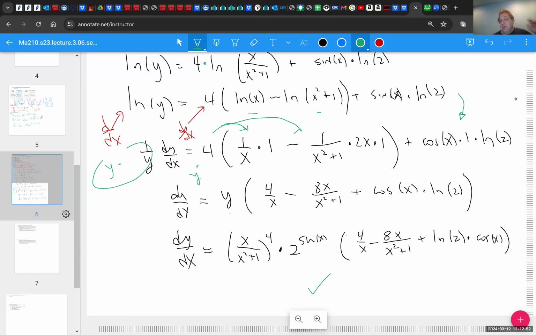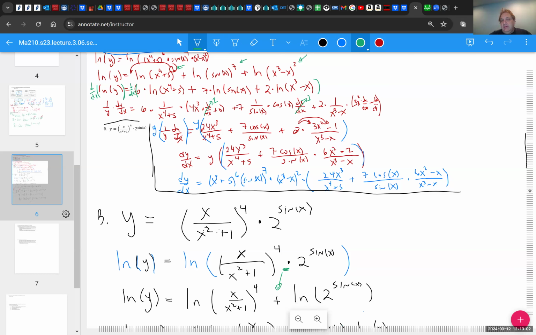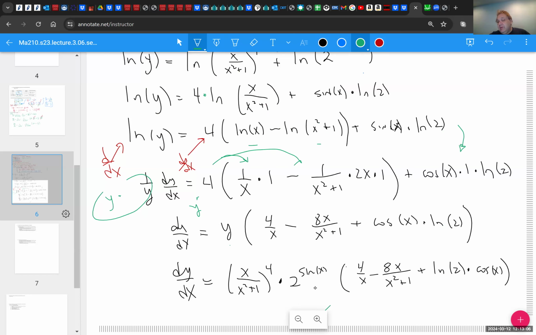And then the last step, remember to rewrite that y in terms of the original function. The original function, my friends, is up here, x over x squared plus 1 to the 4th times 2 to the sine x. So I dutifully wrote in the original function, x over x squared plus 1 to the 4th times 2 to the sine x, times this glop right here, that I got when I differentiated the right-hand side. And that's it. That's our derivative using what they call logarithmic differentiation.